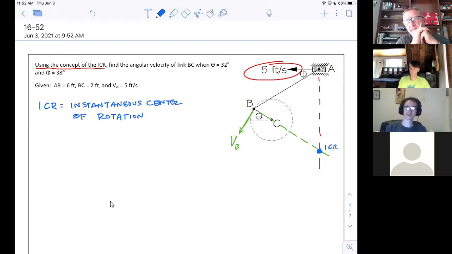Do you agree with that? They could be thought of as doing that anyway. They're not, because A can't rotate, right? It's got to go straight. But at least for this instant in time, they both could be thought of as rotating around that center. You agree with that?